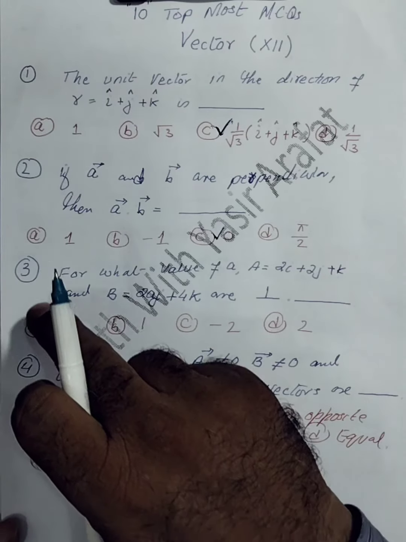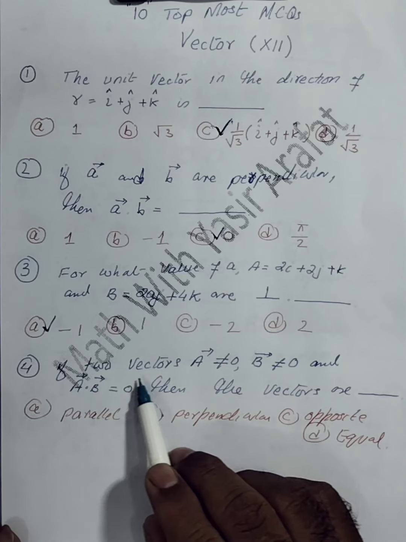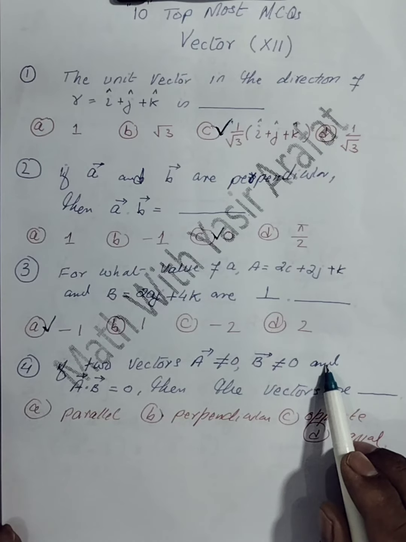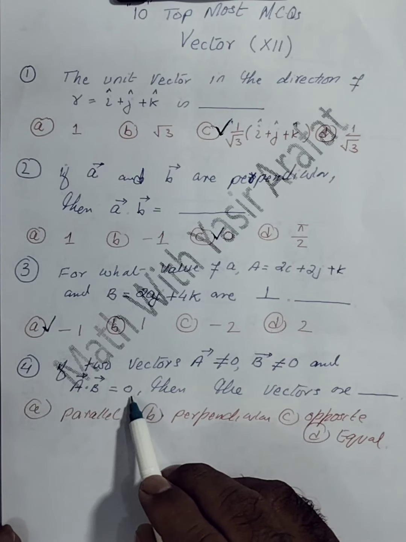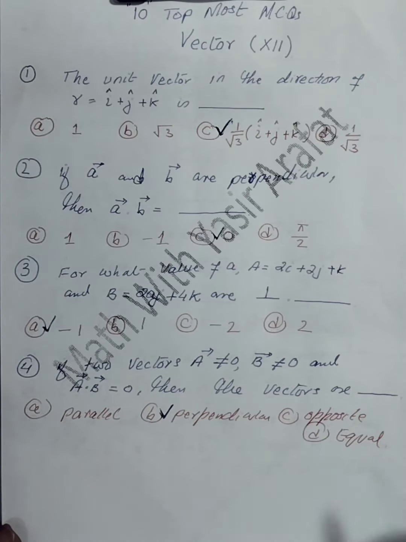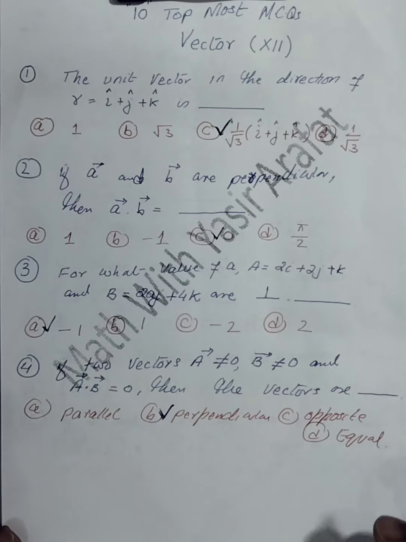Option A is correct. Now the question says, if two vectors A is not equal to 0 and B is not equal to 0, then A dot B will be equal to 0 when the vectors are perpendicular to each other. When the vectors are perpendicular to each other, then their dot product will be equal to 0.